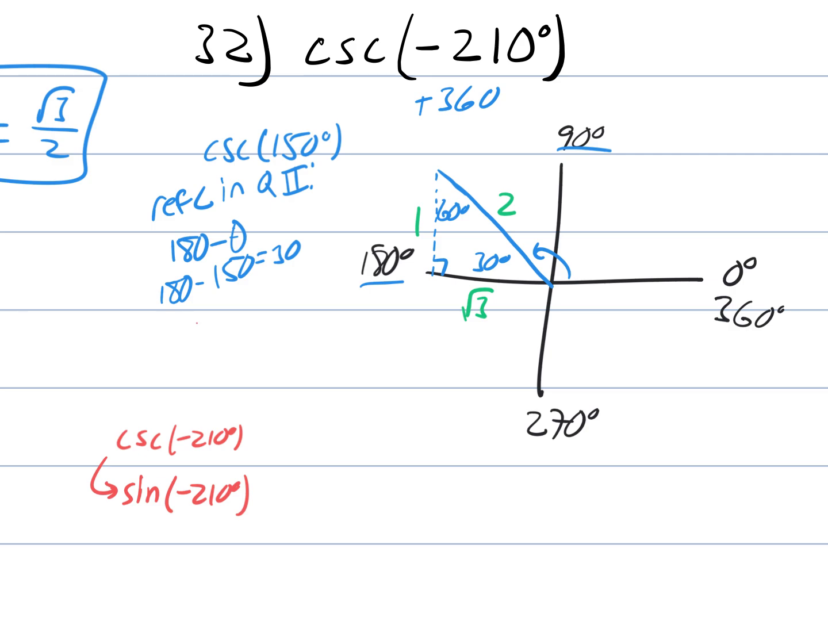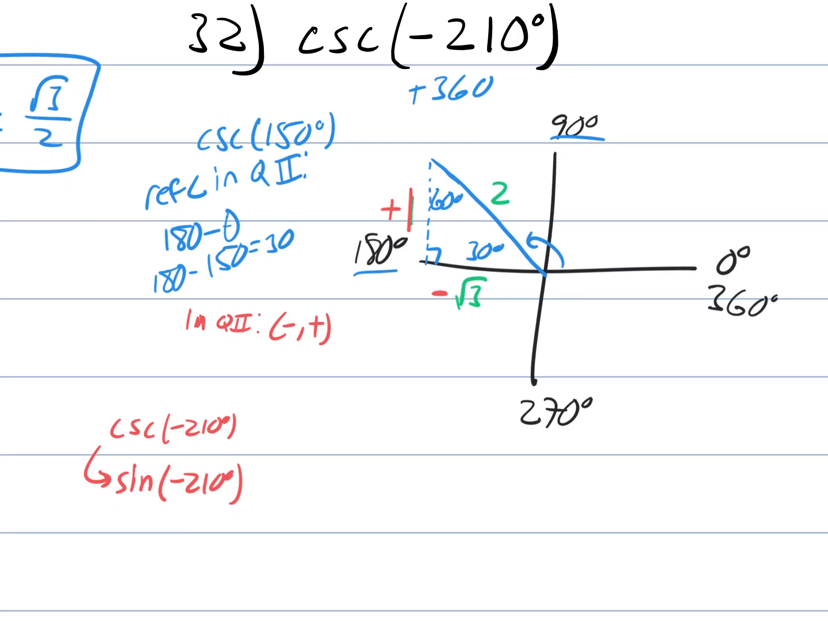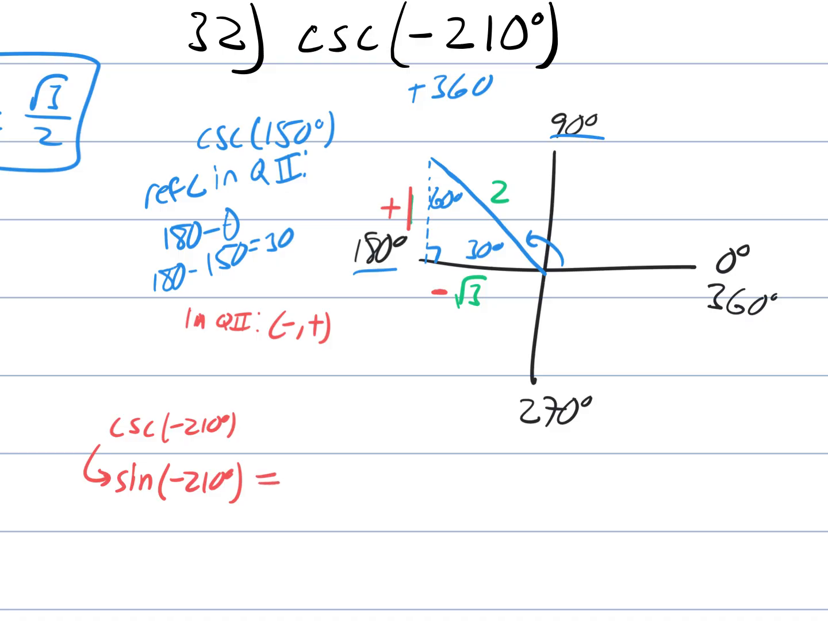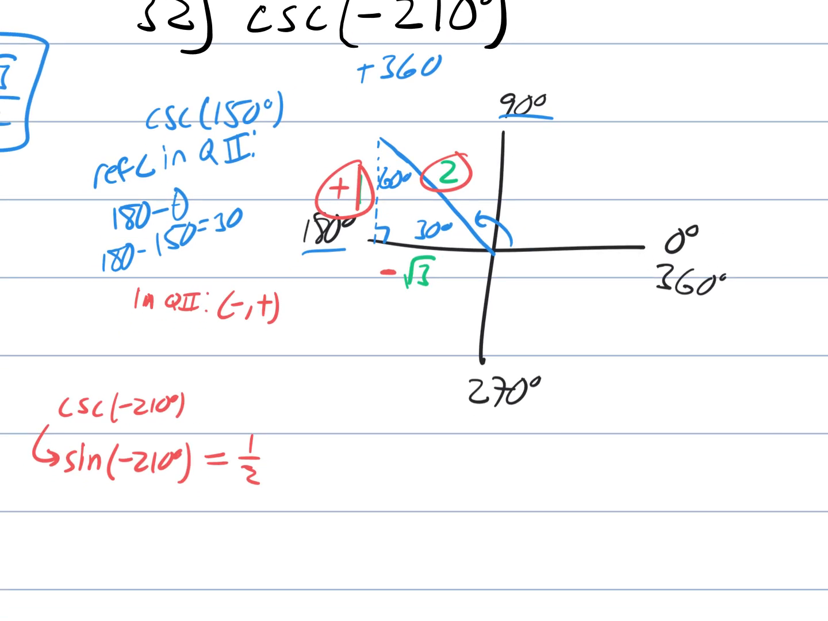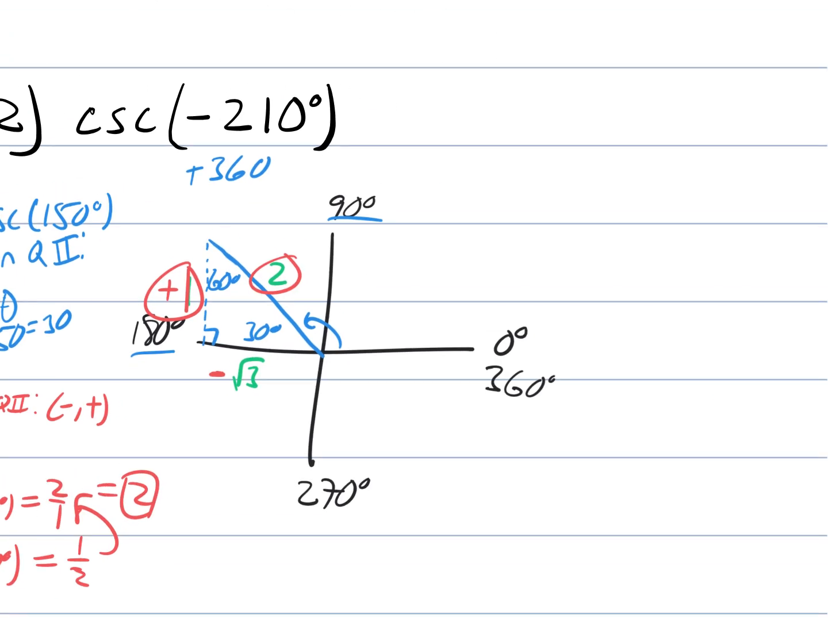One thing that I forgot to do was the signs, right? So in quadrant 2, x is negative, y is positive, right? So this square root of 3 is negative, and then this 1 is positive, right? But that doesn't really make a difference in our sine of this function, right? So sine of negative 210, our opposite is 1, and our hypotenuse is 2. All right, so that's sine of negative 210. So then to find cosecant, just take the reciprocal, 2 over 1, right, which is 2. So then I know that cosecant of negative 210 is 2.